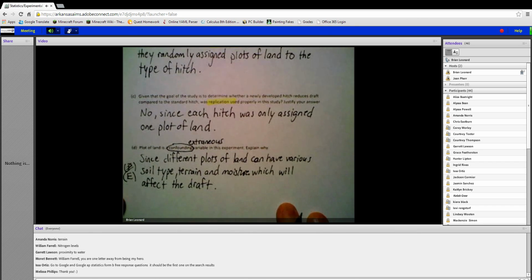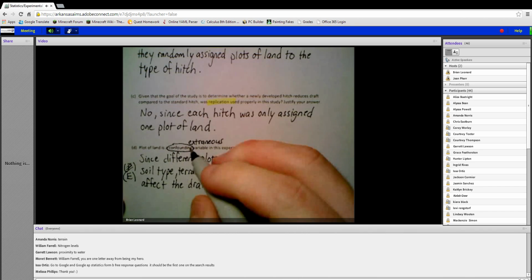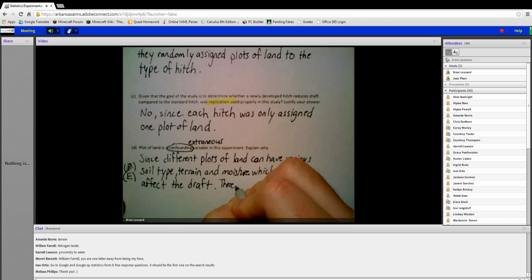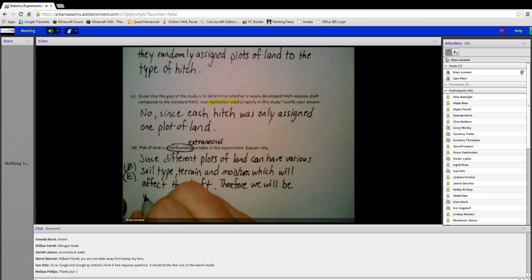So how do I bump this up to get that E, that essentially correct? Well, I've got to argue that it's more than just extraneous, it is confounding, so therefore we will be unable to tell if the hitch reduced draft or the plot of land. And a lot of students messed up on right there. That statement right there.